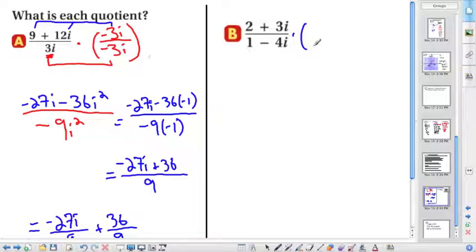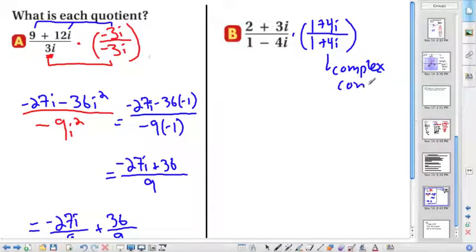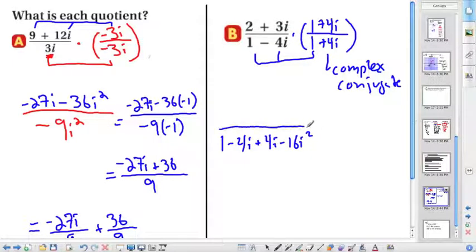Let's try this again one more time. Can't have an imaginary in the denominator, so we have to multiply by the complex conjugate, which is 1 plus 4i. Again, this is the complex conjugate. Multiplying, so we have to distribute. 1 times 1 is 1. 1 times negative 4i is negative 4i. And repeat the process, so we're going to have positive 4i and minus 16i squared in the denominator.